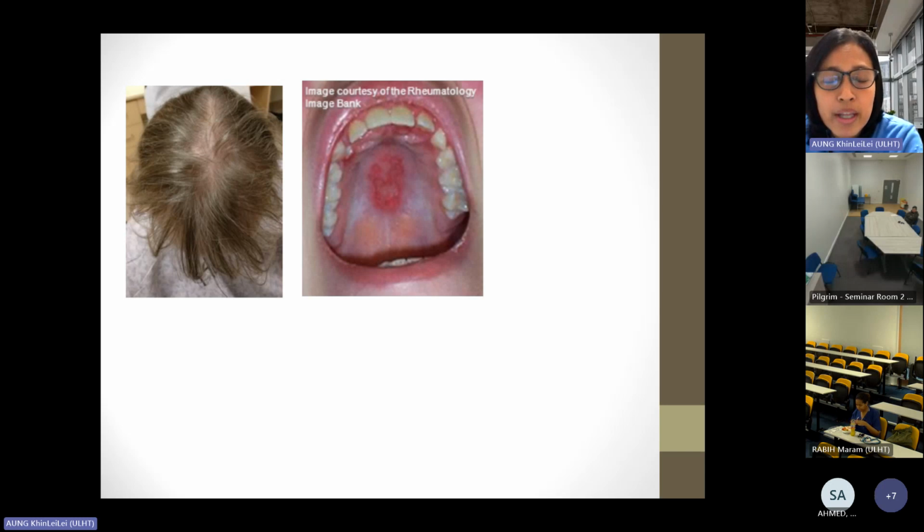This is a photo showing non-scarring alopecia. You can see the sparse hair, but there is no scar. Usually it is seen especially when SLE is active. This photo shows an oral ulcer. You can see the ulcer on the hard palate. Sometimes this lesion is ignored by the patient because it is painless. So when you suspect whether the patient has an oral ulcer or not, you need to look inside the patient's mouth.